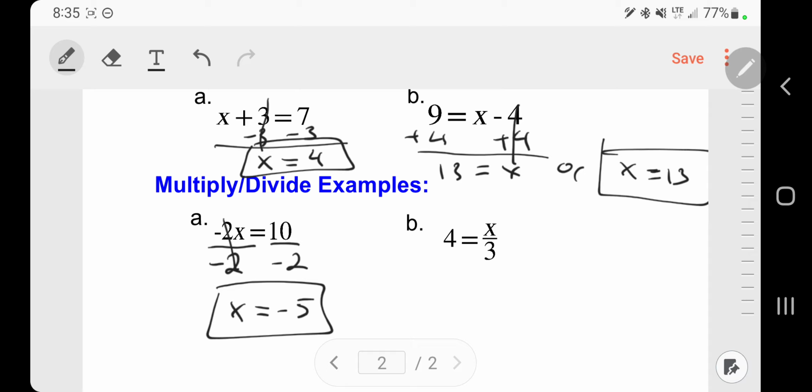Notice when I get to every final answer, my x value is completely isolated. It's completely by itself in each of my solutions. It's always x equals some number, which is where you were trying to get to.